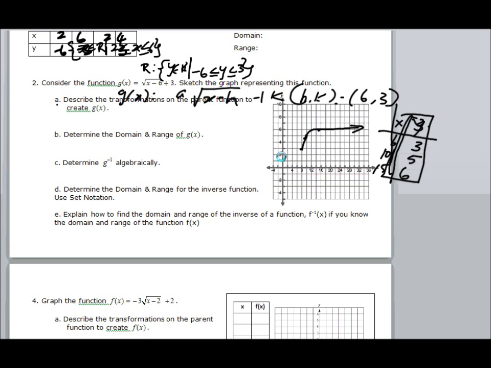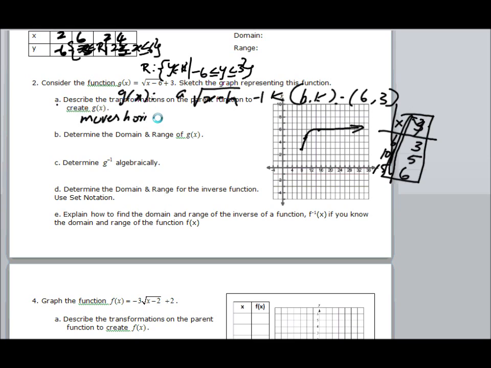Describe the transformations on the parent function to create g of x. So first you sketched your graph. The next part is to describe the transformations. I see that a is equal to 1 when you compare this with the vertex form. A is 1, so there is no reflection, and there is no vertical stretch or compression. The next point is x minus 6 here, which means the graph moves horizontally.